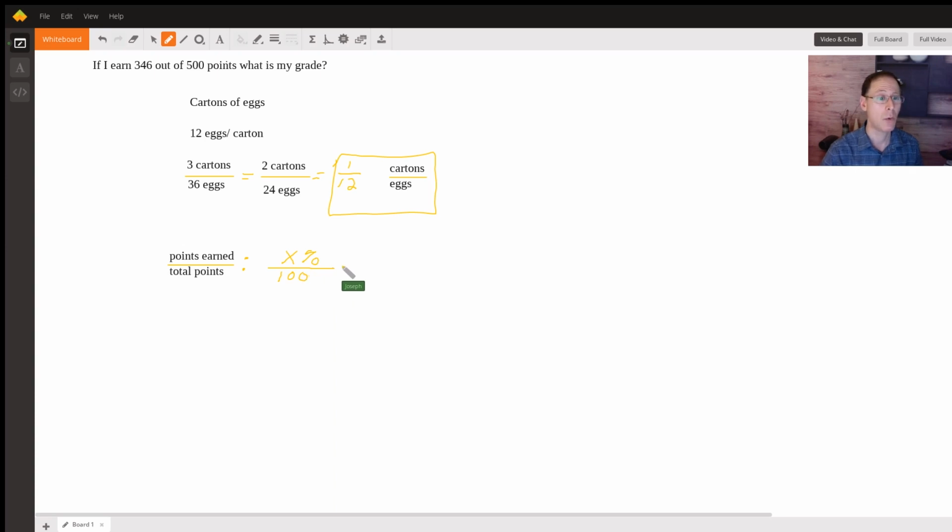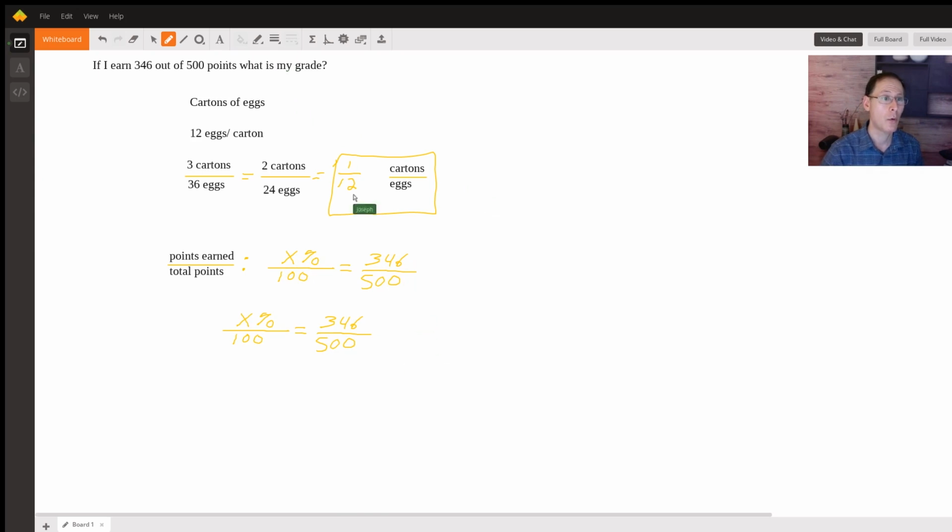And what is that equal to? Well, that's equal to the points earned, 346 points earned, out of a total of 500. So it's x percent out of 100, or 346 out of 500. But we can solve this equation mathematically by treating both as fractions and multiplying both sides by the denominator of the first fraction.